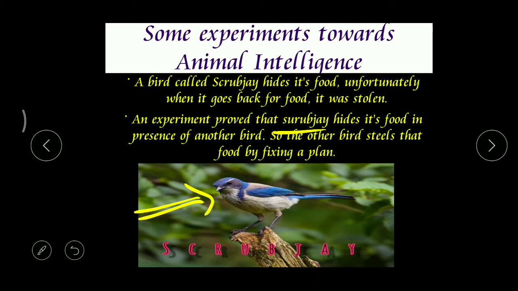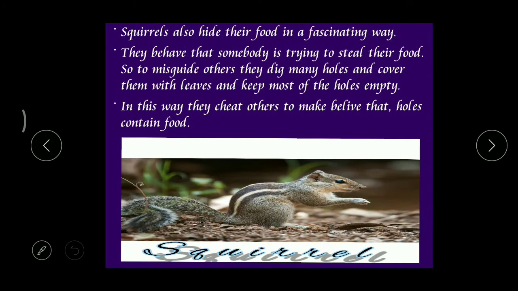Right. So what is the name of that bird? That's a scrub jay. The next one, have you seen this? You are well aware of this animal, that is a squirrel. We can find this in our surroundings. Okay, and even this squirrel also hides its food in a very fascinating manner, in a very fascinating method.